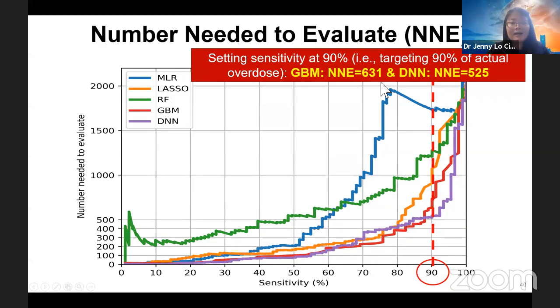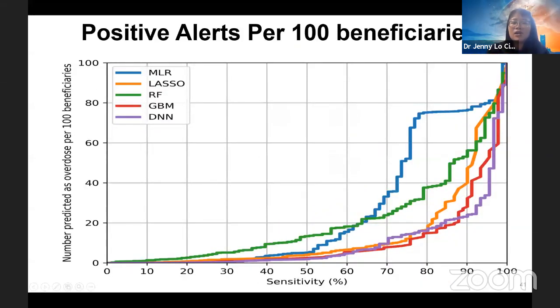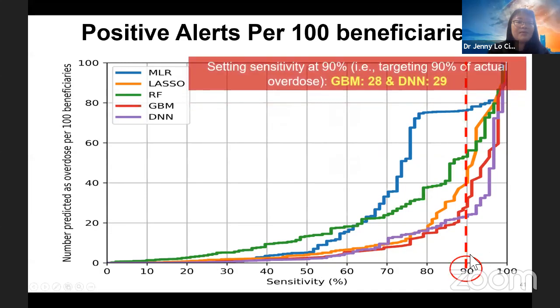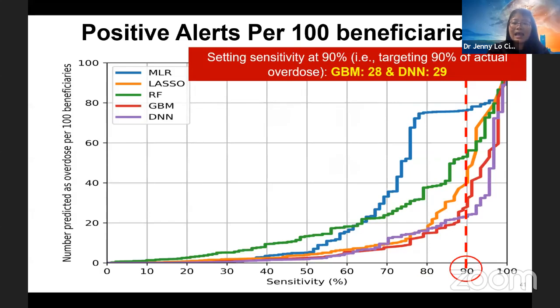You might say, oh, this is a lot. But if you look at breast cancer mammography screening, depending on the population, sometimes it can go over 1,000. The concept of number needed to evaluate is like number needed to treat or number needed to harm in clinical studies. The less, the better. And the positive alerts per 100 patients, again, you want to target 90% of the actual overdoses, and if you use this algorithm, how many positive alerts are you going to get in your clinical system?